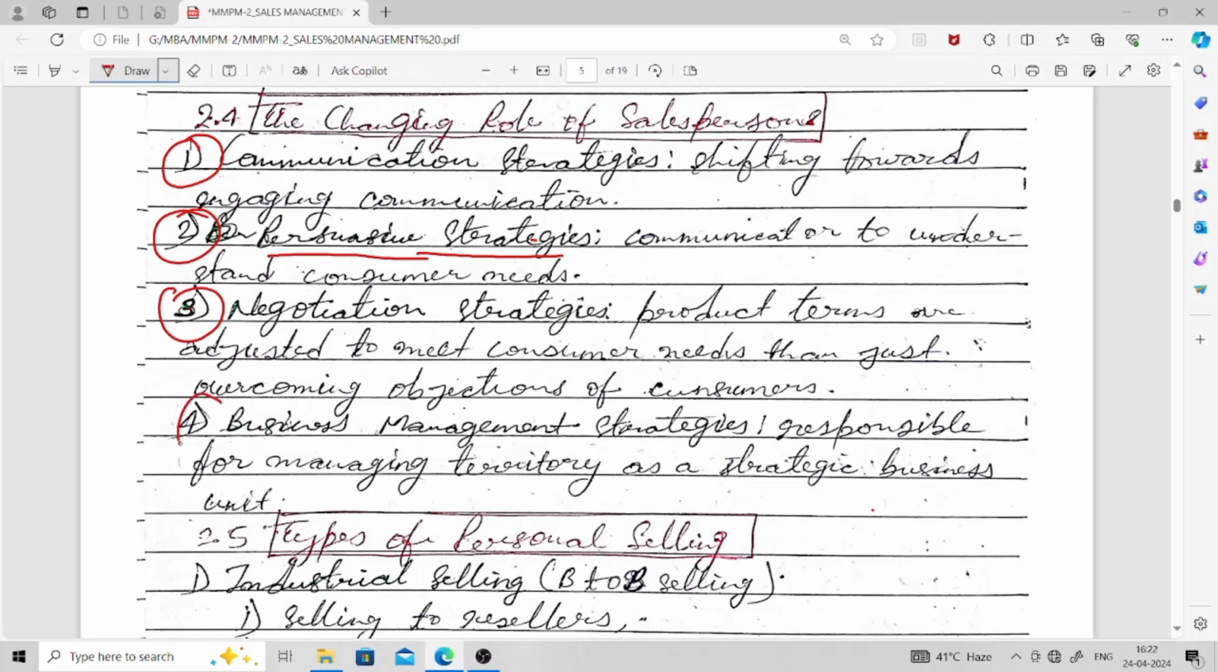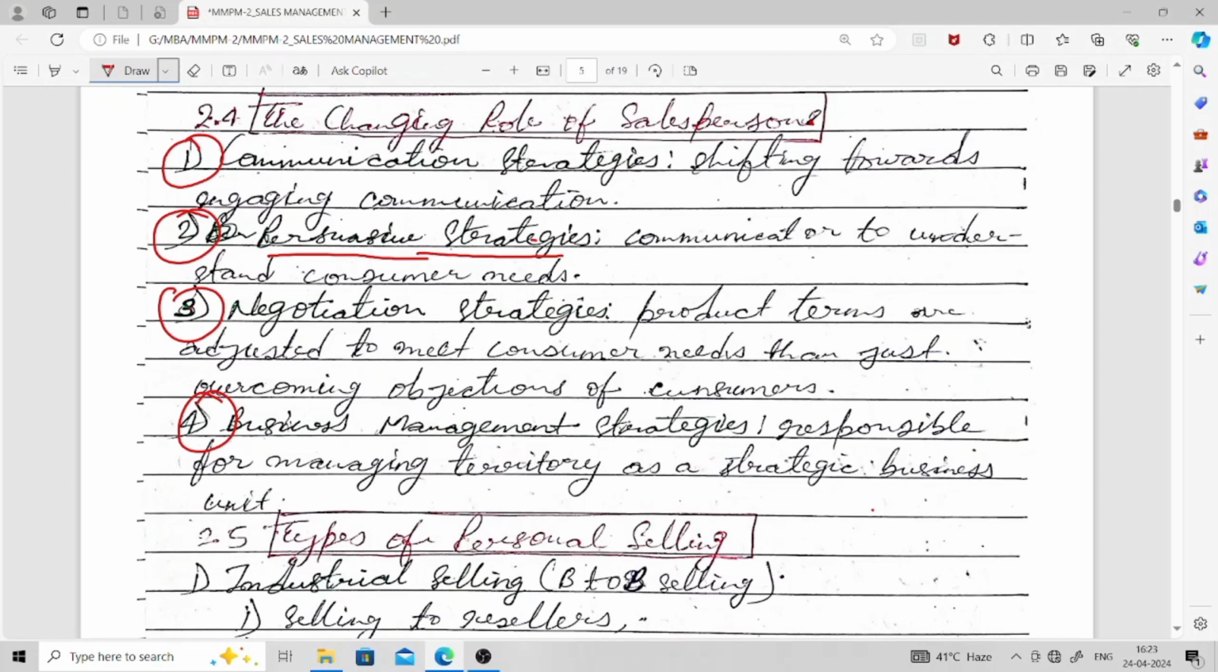Fourth one given, business management strategies. Responsible means salespeople are responsible for managing territory as a strategic business unit, because in a particular region they are the sole person who is going to manage each and everything. So that's why they are given responsibility for managing territory as a strategic business unit.